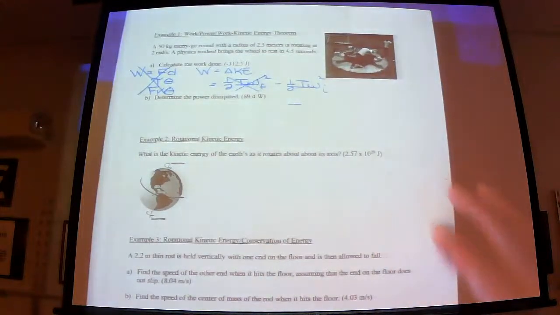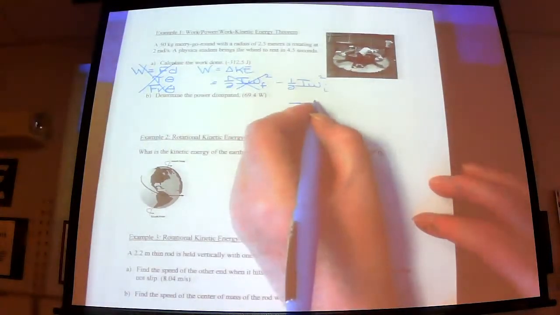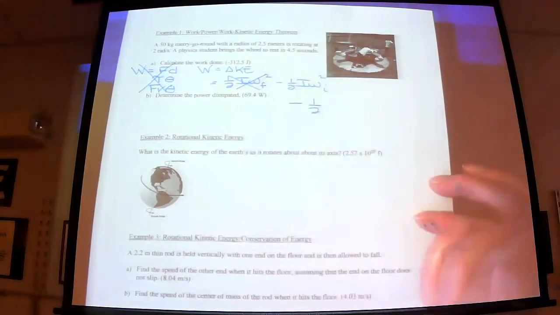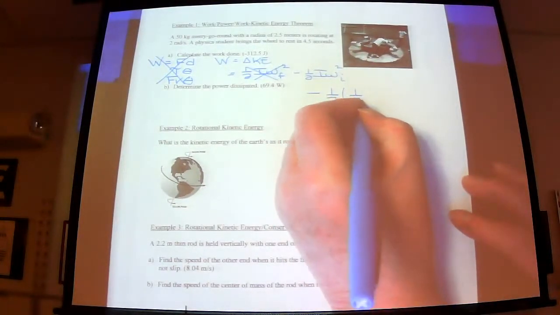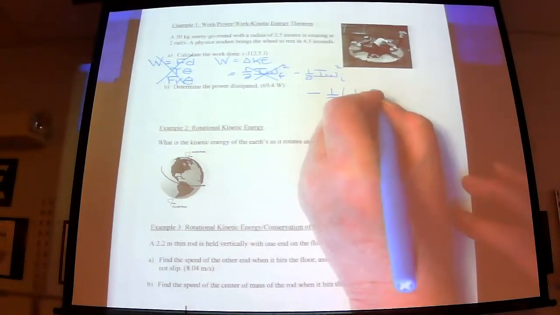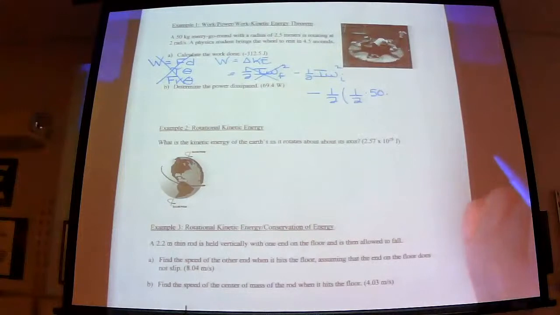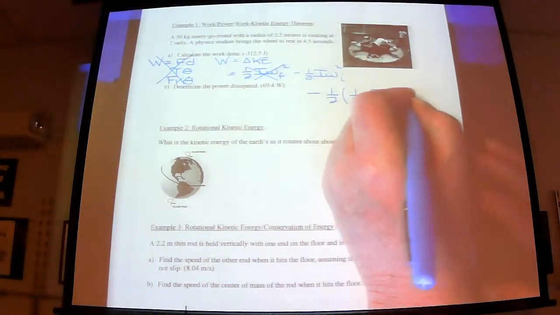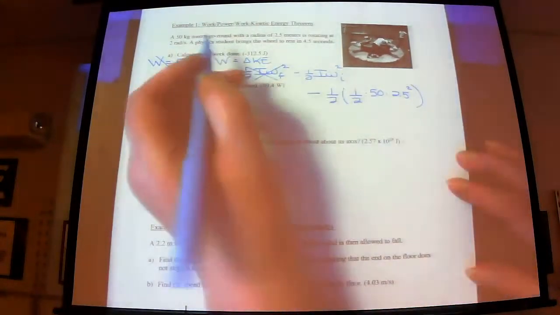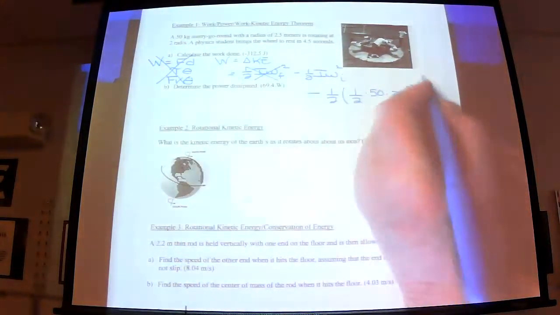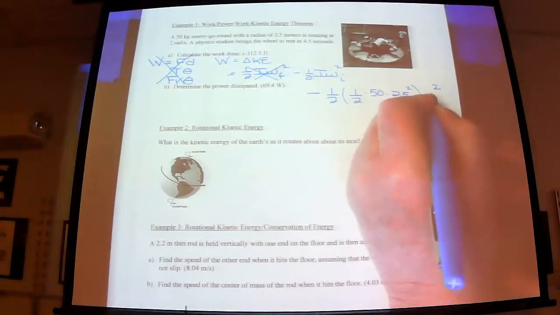Since the student is stopping it, it's going to be equal to negative 1/2 I omega initial squared. What would be the I of a merry-go-round? How about 1/2 MV squared? M would be 50. Oh no, 1/2 M R squared, right? R is 4.5 squared. 1/2 M R squared. And then initial velocity is 2 radians per second.